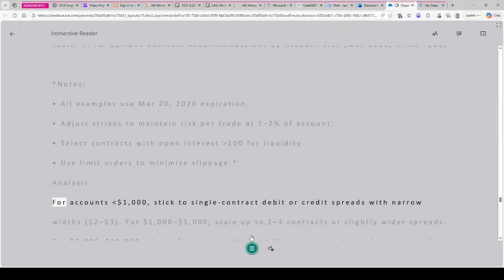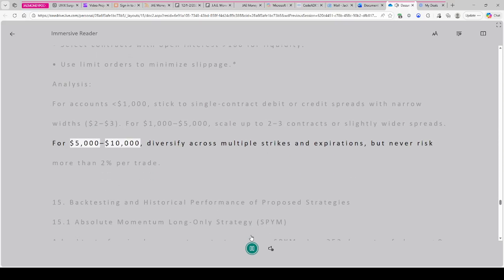Analysis. For accounts less than $1,000, stick to single contract debit or credit spreads with narrow widths, $2 to $3. For $1,000 to $5,000, scale up to 2 to 3 contracts or slightly wider spreads. For $5,000 to $10,000, diversify across multiple strikes and expirations, but never risk more than 2% per trade.